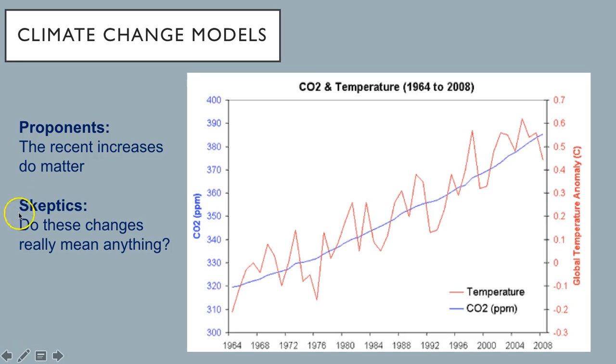A climate skeptic would say that this graph is only over a short period of time. How are we sure that the temperature changes in this short time actually mean anything? How do we know that increasing carbon dioxide levels are related to human activities?